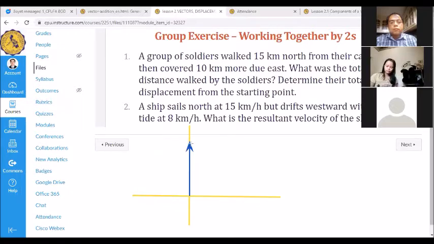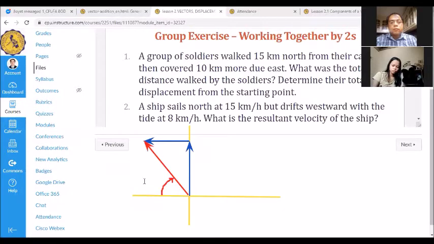So this is 15, assuming this is going north. The next value is 8, so maybe a little less than half of 15. And then the third value is our resultant. So this is our resultant. The resultant can be solved, guys, by using our protractor. However, our angle can be directed in this way, so that the angle theta, we can see it and have it on this location.